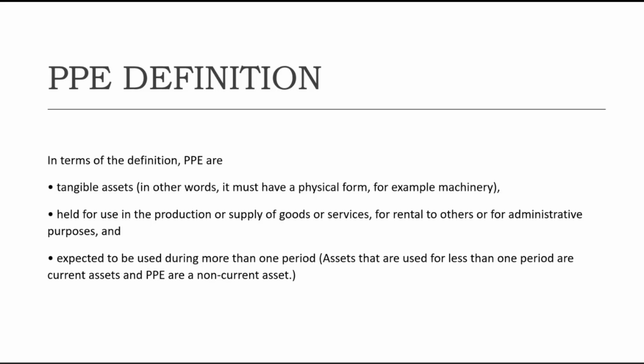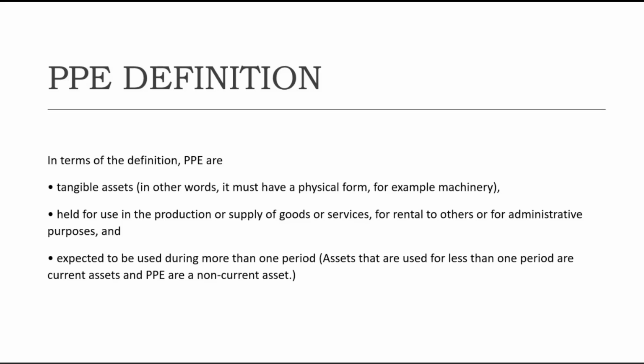Do I sell my computers? I don't sell them. Do I sell my furniture and fittings? I don't sell them. Do I sell my printers? I don't sell them. But I sell inventory to make money. So that is the difference between property, plant, and equipment and inventory. Whilst inventory, I'm selling them to make money, property, plant, and equipment, I'm using them in my business.